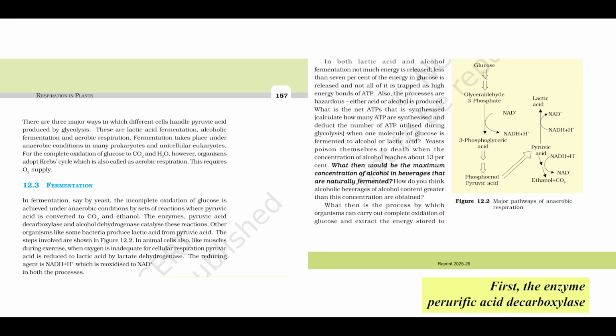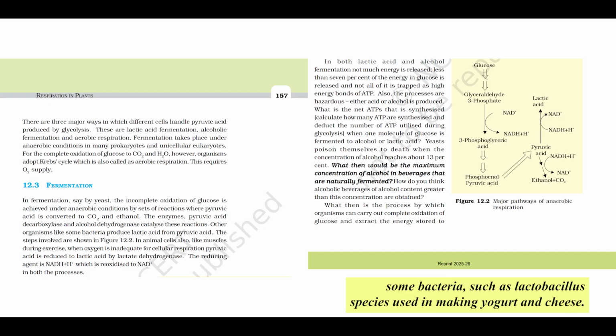First, the enzyme pyruvic acid decarboxylase removes a molecule of CO2 from pyruvic acid, producing a 2-carbon compound called acetaldehyde. Second, the enzyme alcohol dehydrogenase then reduces this acetaldehyde to ethanol, utilizing the NADH + H+ that was produced during glycolysis. This step regenerates NAD+. 2. Lactic acid fermentation.